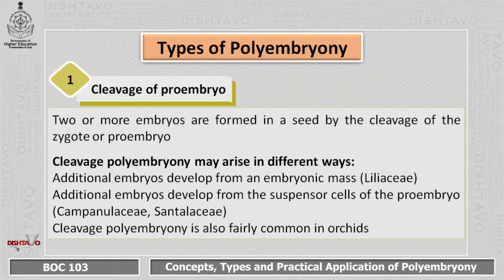Cleavage polyembryony may arise in different ways. Additional embryos develop from an embryonic mass. Additional embryos develop from the suspensor cells of the proembryo. Cleavage polyembryony is also fairly common in orchids.